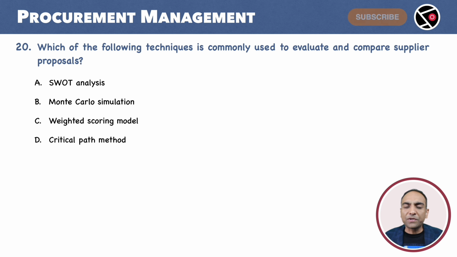Which of the following techniques is commonly used to evaluate and compare supplier proposals? We need to find the technique most suited for comparing supplier proposals. A. SWOT analysis. Strengths, weakness, opportunity, and threat analysis. This is a data analysis technique, but SWOT is used mostly for risk analysis. You can definitely perform SWOT on individual suppliers, but is this the best way to compare proposals? I'm not sure about that.